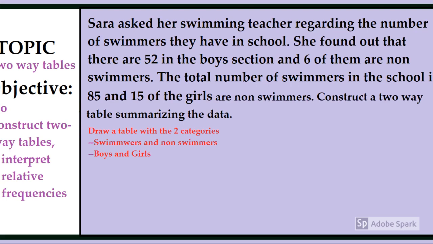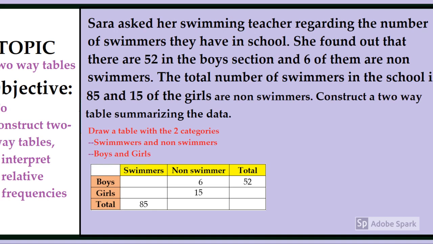Let's draw a table with two categories, swimmers and non-swimmers, and then boys and girls. Let's try to figure out how we are going to put them in the table. So we can come up with the swimmers and non-swimmers on the heading, and the first column will be boys and girls and then the total.